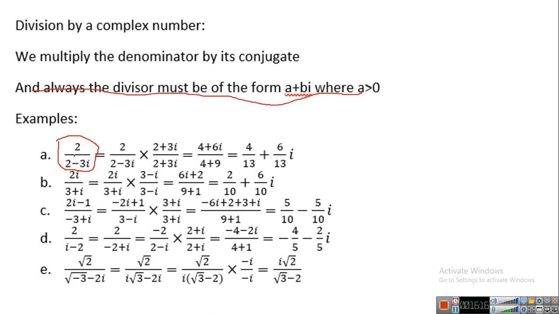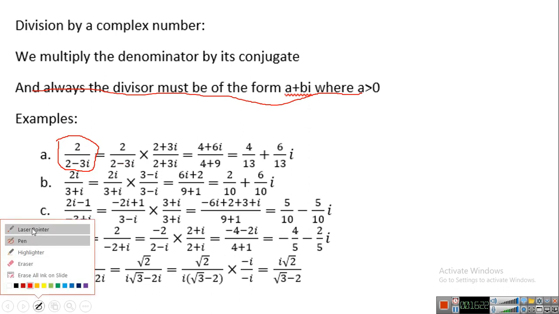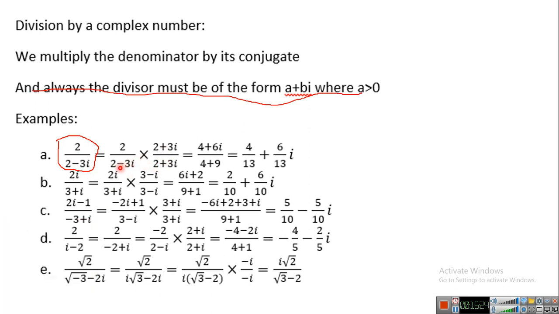I have a number over a complex. So what do you do? You have 2 minus 3i down, so you multiply by the conjugate, 2 plus 3i, up and down. Why do I multiply by the conjugate? Because a minus ib into a plus ib is a squared plus b squared, so the answer will be 4 plus 9, so I don't have any more complex down.